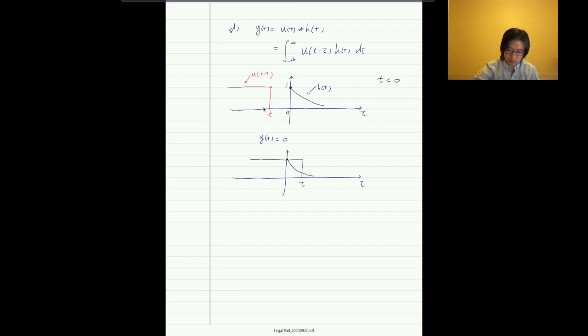Again, here's t, so this is u of t minus tau, right? And this is our h of tau. Okay, so in this case, let's compute y of t equals the integral of u of t minus tau times h of tau d tau. Clearly now the integral limit should be from 0 to t, right? So that is from 0 to t.